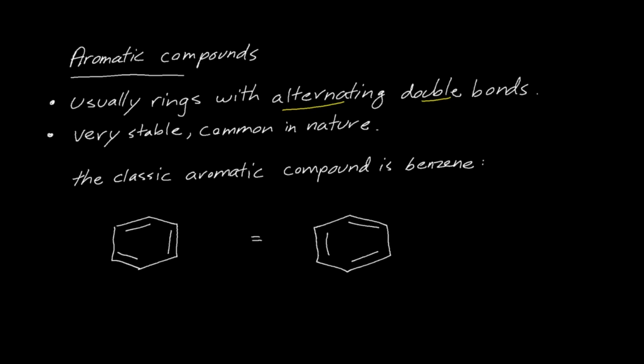The classic aromatic compound is benzene, which is shown here. I've drawn another equivalent version of benzene here on the right. So these are exactly the same. If you imagine the whole molecule rotating like a wheel, it's easy to see that these are the same. And I'm going to talk a little bit more about the electronic nature of benzene, which explains its unique stability.